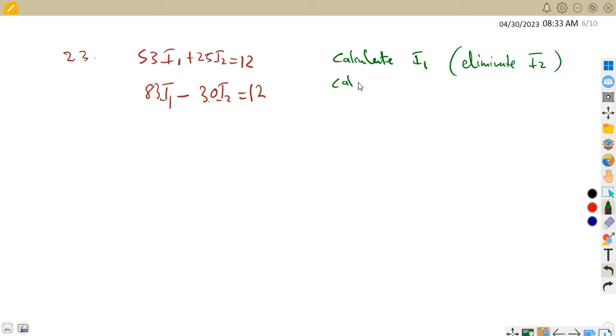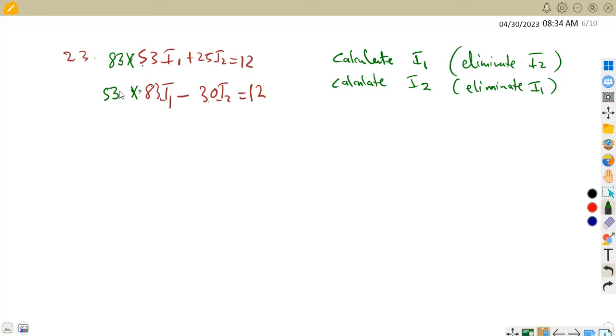If you want to start by calculating I2, you are going to eliminate I1. To eliminate I1, you just oppose these terms. This is 53, this is 83, so you have to make sure that you have got the same term. You oppose these terms: 83 on top, and 53 below. You multiply by 83 on top and by 53 on the bottom equation.